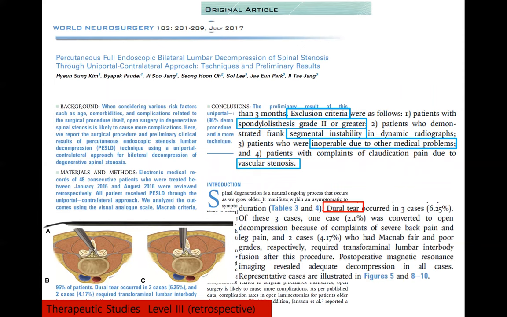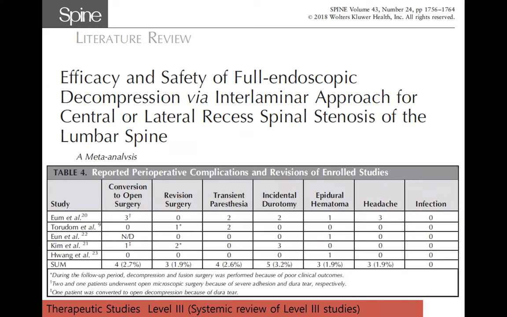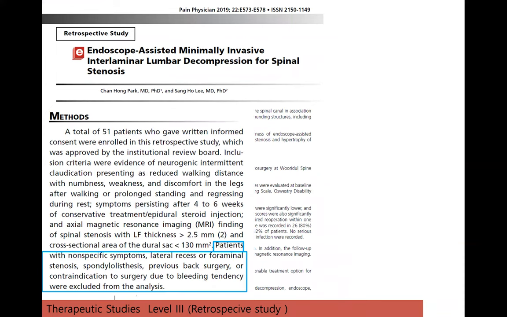Also, Kim reported the bilateral interlaminar contralateral approach and he suggested the exclusion criteria and reported the dural tearing as a complication. This paper is the first meta-analysis for full endoscopic interlaminar decompression, level three evidence with system review of level three studies. And the transient paresthesia, incidental durotomy, epidural hematoma, headache were reported as complications. This is a level three retrospective study and the exclusion criteria were reported.